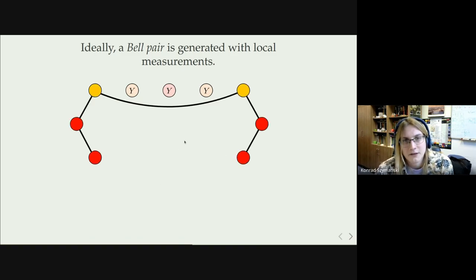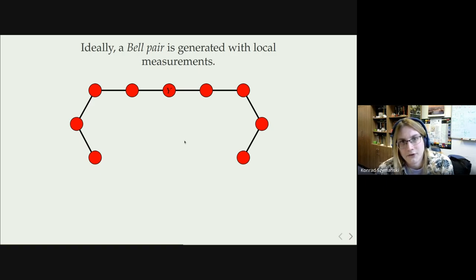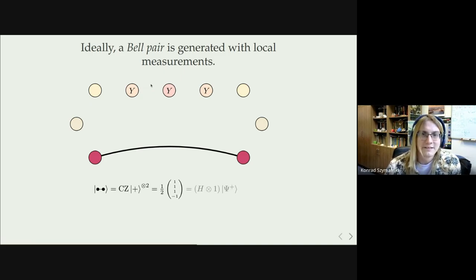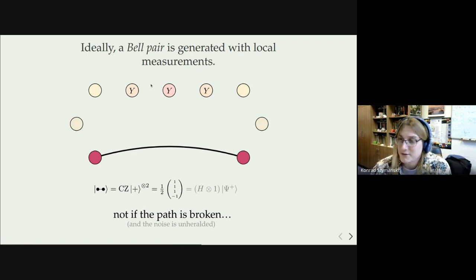However, this procedure, as you can imagine, only works if the chain here is not broken. If any single link here is missing, you have no entanglement between the left and the right section of the graph. And you cannot possibly end with an entangled state in the end. Therefore, if the path is broken and the noise is unheralded, because it's of different physical origin, the ensemble of graphs with edges missing is also just a description of a state of knowledge.